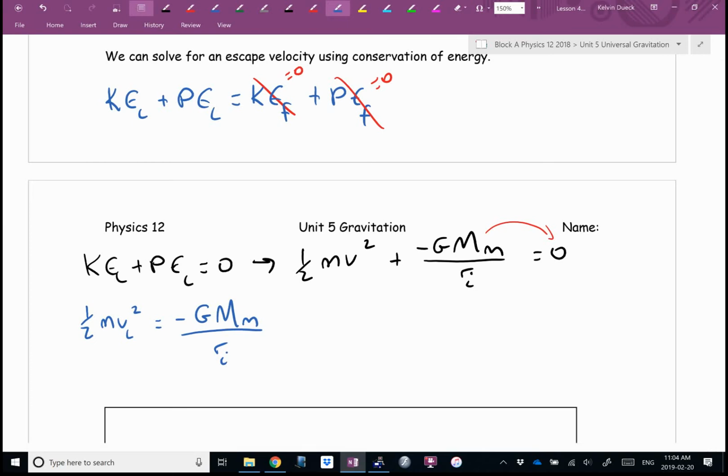Oh! Turns out the escape velocity for the space shuttle will be the same as the escape velocity for a little cube satellite. Doesn't matter how big your object is. Once it gets to that correct speed, it can shut its engines off. And now, Nina, we want to get the V by itself.